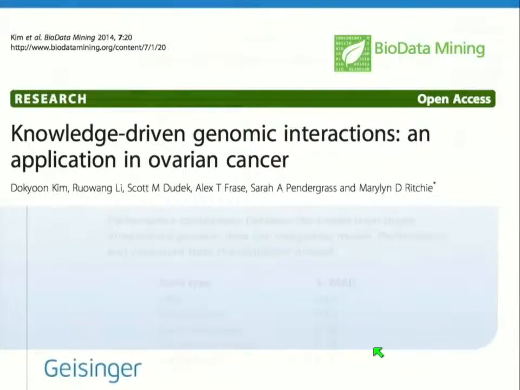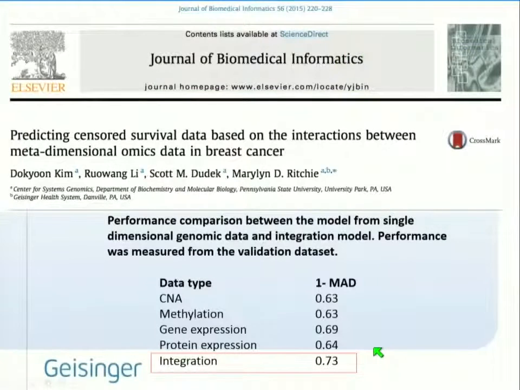Oh, that was concatenation-based integration. So we just took the data sets and made one super data set, and that was what we fed to the neural network.